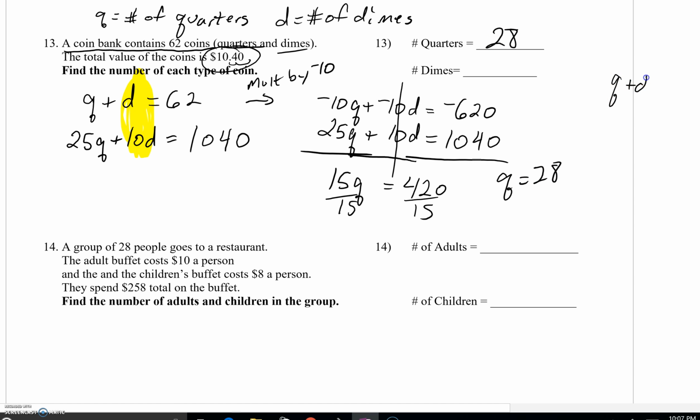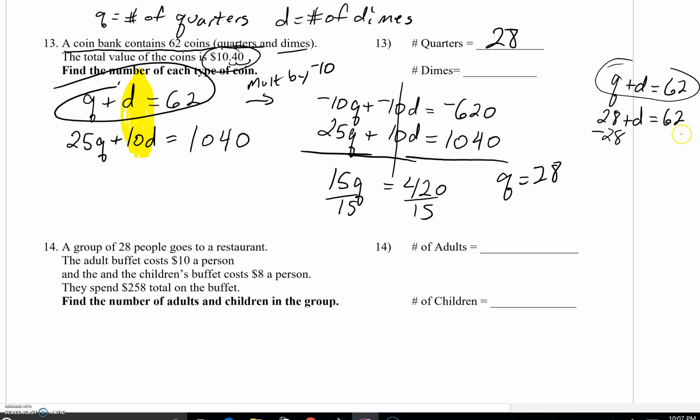However, you do know that the number of coins together is 62. Some kids will just do common sense and say, well, you know that 62 minus 28 has to be the number of dimes, if you've got 62 items total. Other kids feel more comfortable going back to that original equation, plugging in your Q. Either way is good. You're going to get the same answer, of course. Borrowing over here, I think you can see pretty quickly you'd get 34. So you'd have 34 dimes.